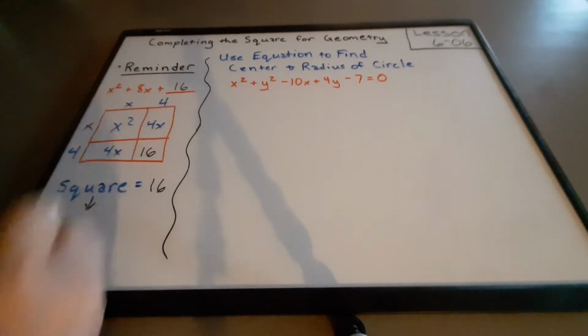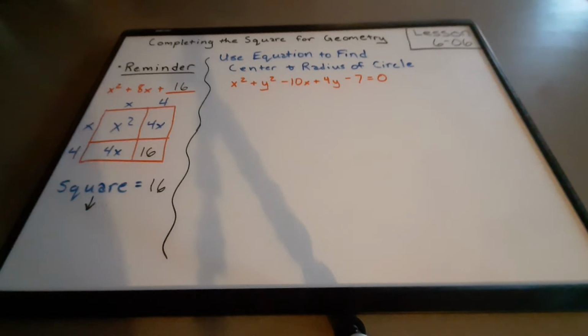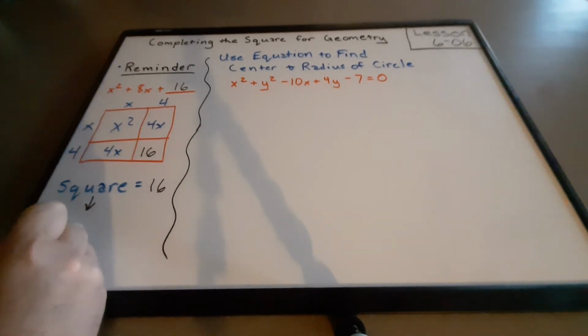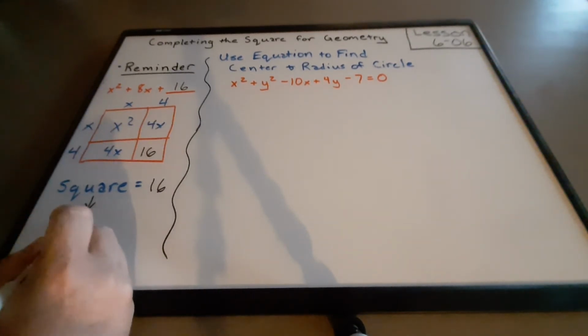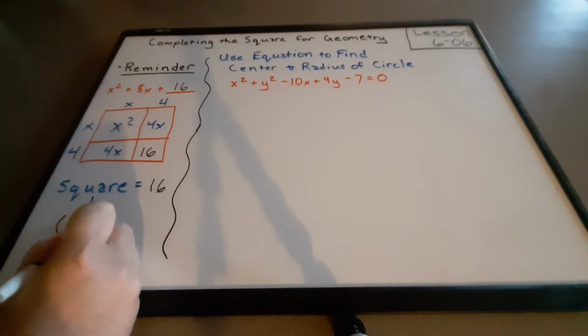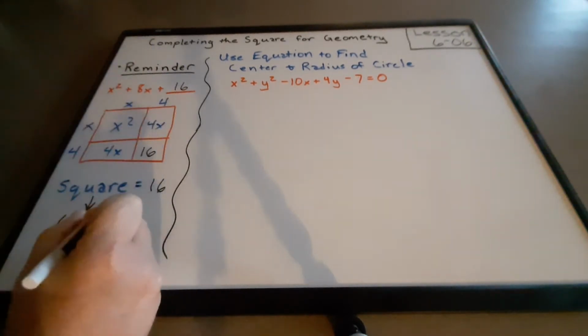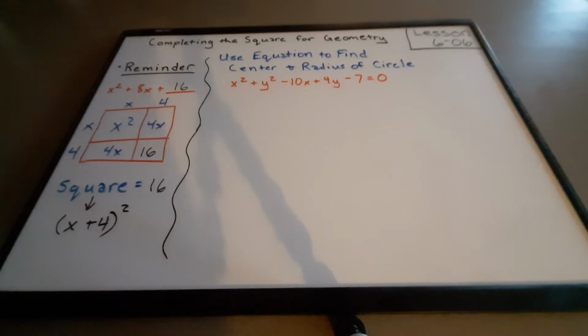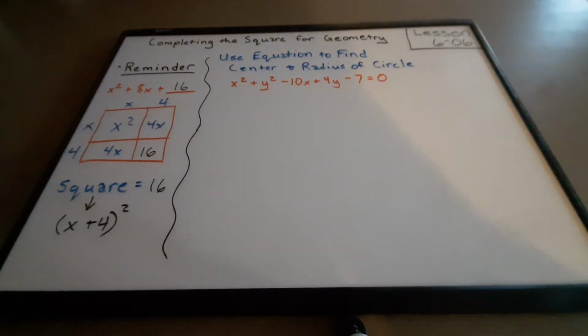What this allows us to do is take a problem such as the one at the top and rewrite it as a perfect square, x plus 4, that's our sides, and we square it. This comes from the area of a square, length times width. With a square, the length and the width are the same, so you can square them.